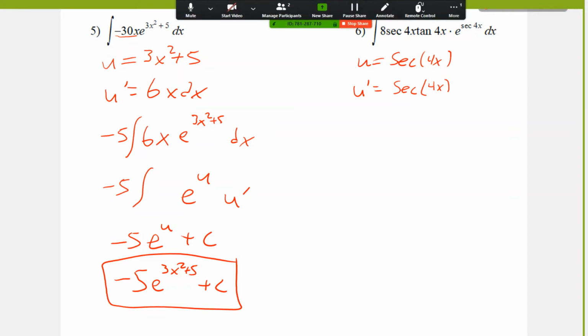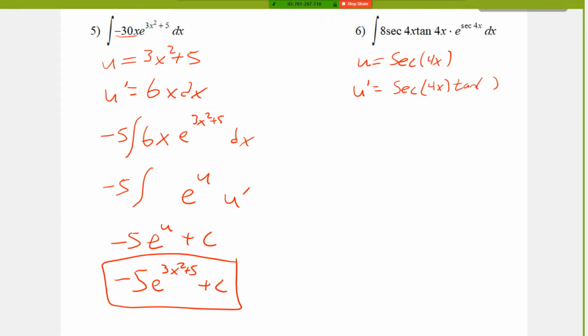Okay, secant of... secant tangent. So I've got the secant 4x tangent 4x times 4. I'm going to write that in front, though, just so I don't accidentally confuse it with the angles and the trig functions. So that's 4 times secant 4x tangent 4x times dx.